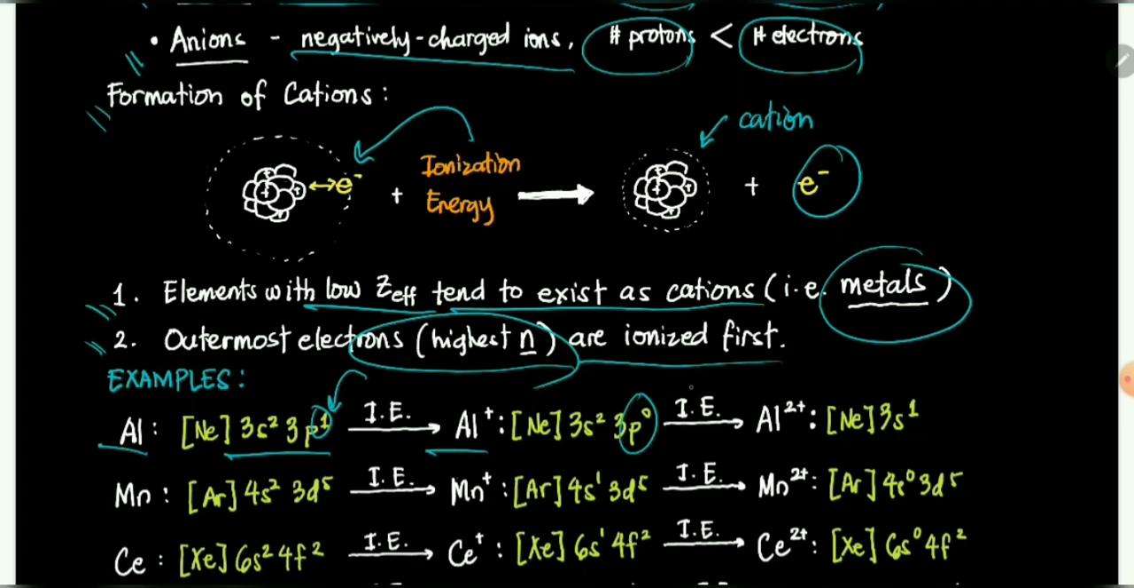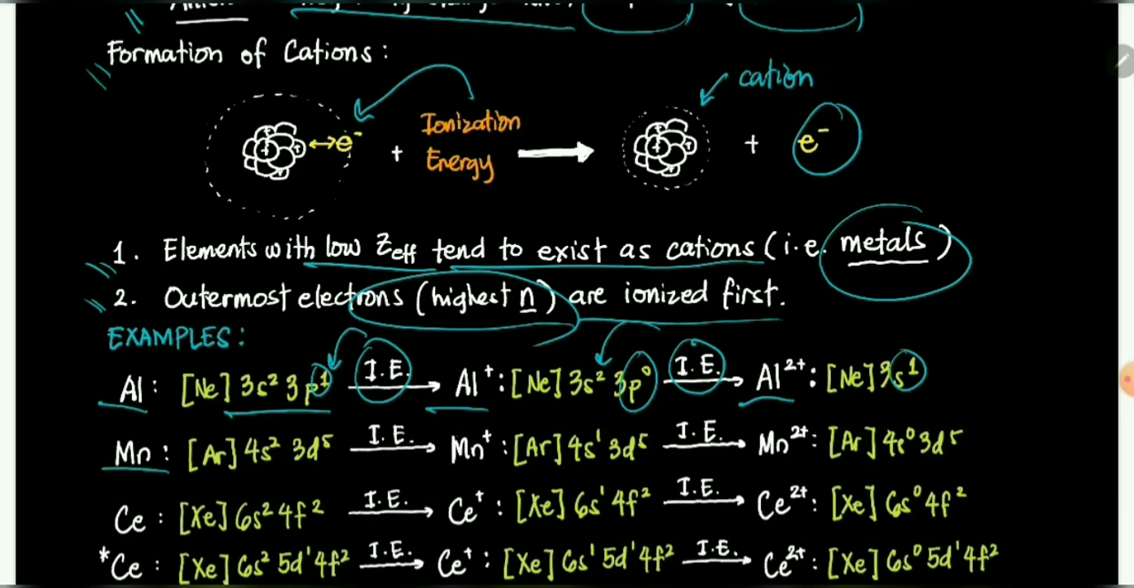So mas mataas yung second ionization energy kaysa sa first ionization energy. So kapag i-remove mo na yung electron dun sa 3s orbital, magkakaroon ka ng 3s1. So magkakaroon ka na ng Al2+. Okay? So for the next one, we have manganese.